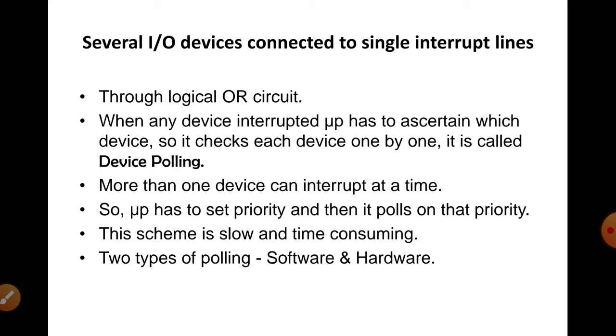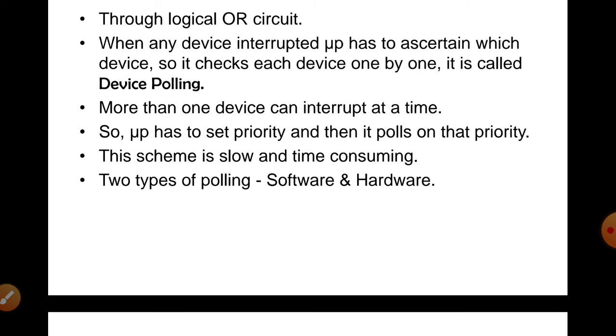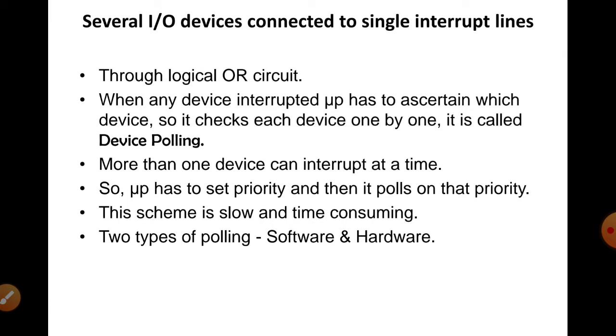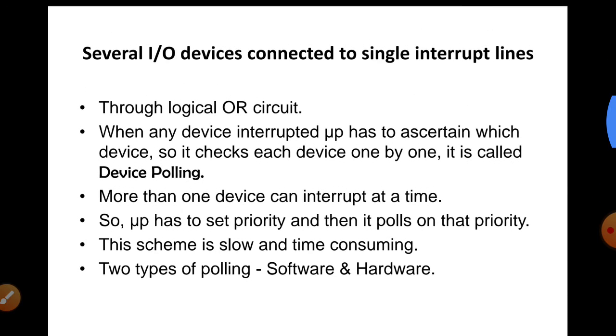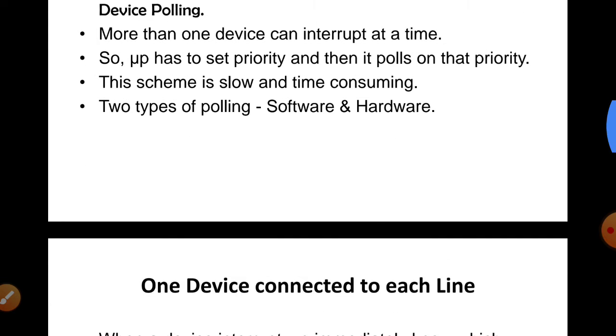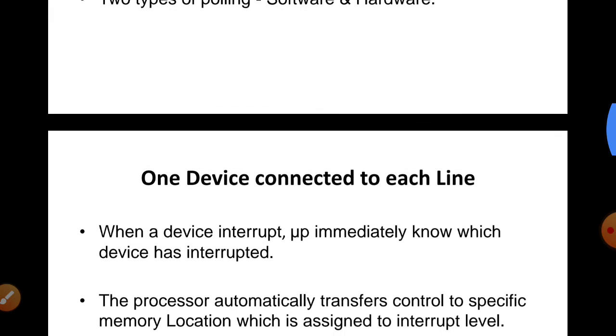So, if more than one device has interrupted at a time, the microprocessor has to set a priority, and then it polls on that priority. Suppose there are 4 devices connected with a single line, and the first device has the highest priority. It will first check whether the first device has interrupted or not, then it will check the second and third. This particular scheme is a little bit slow because it is using the polling process, and this polling process can be done with the help of software as well as hardware.